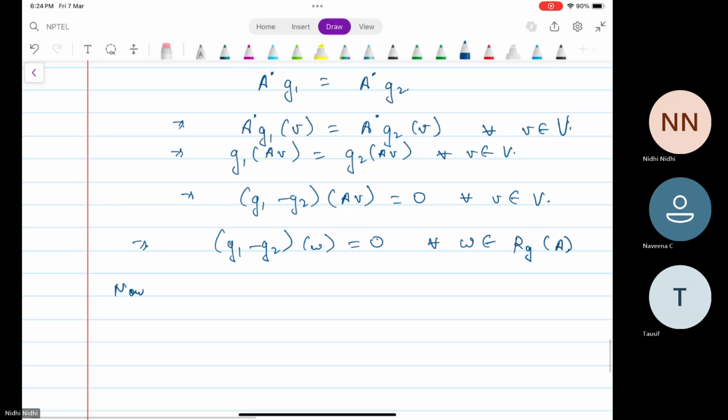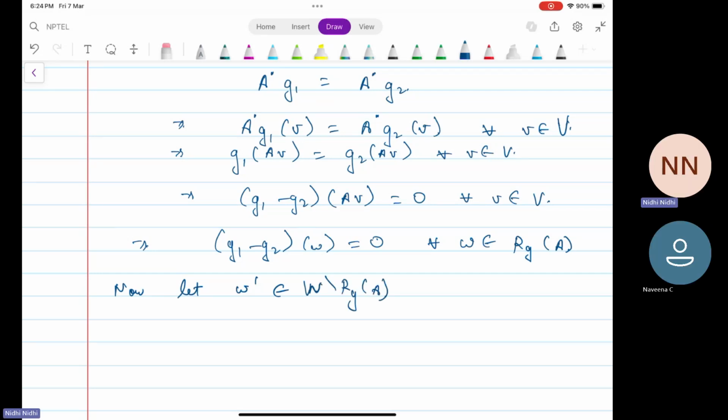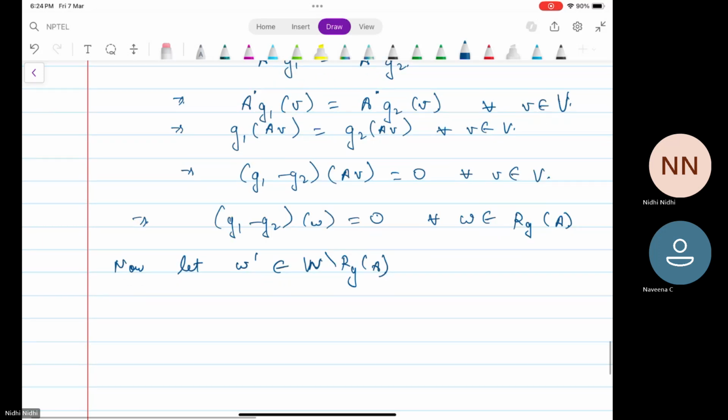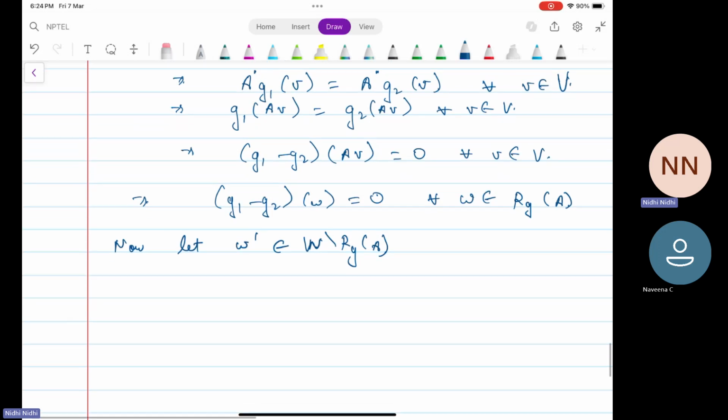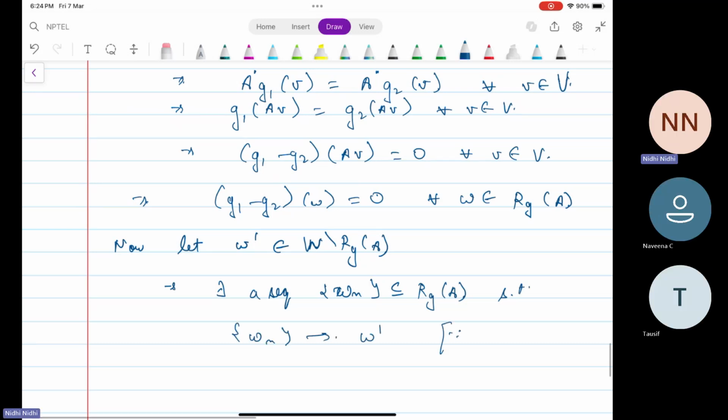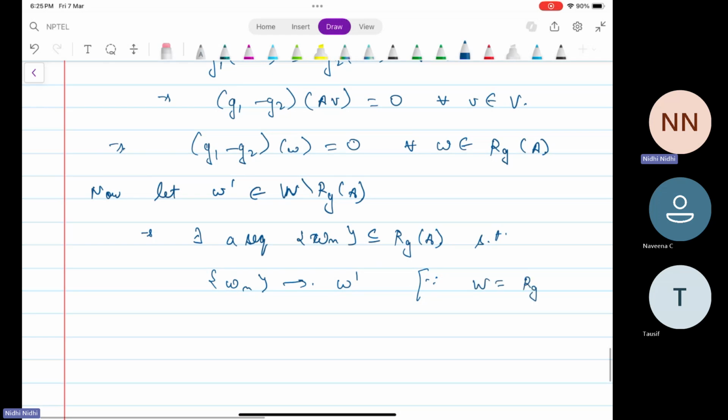Now let w prime belong to W minus range A. Since W is closure of range A, this implies there exists a sequence wn in range A such that wn converges to w prime, because W is equal to range A closure.